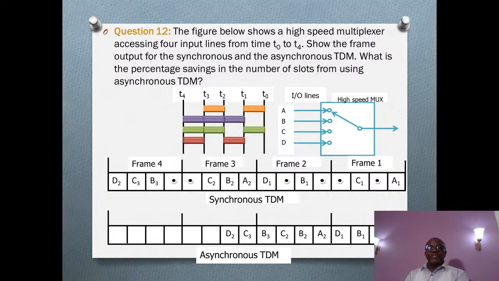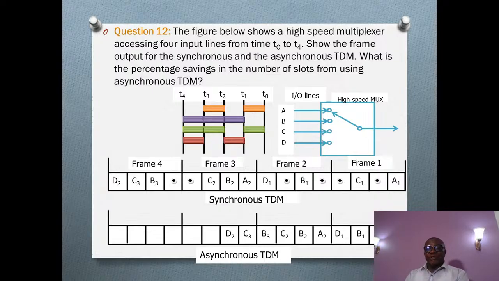So from T0 to T1, it will see something in A. So he calls it A1. If you look at the first frame there, he calls it A1 in frame 1. It comes to B. From T0 to T1, there is nothing in B. It transmits an open space. That is why we put it as dots.